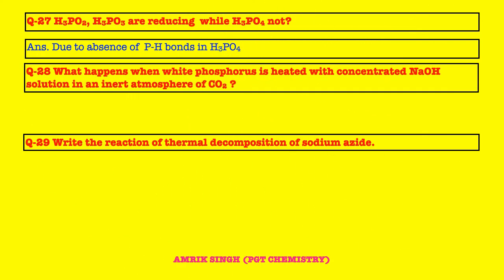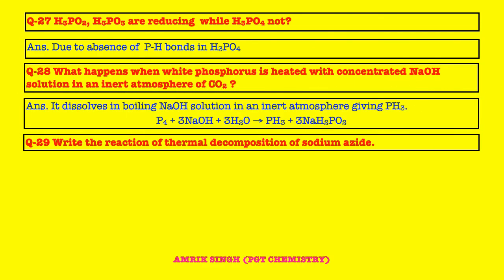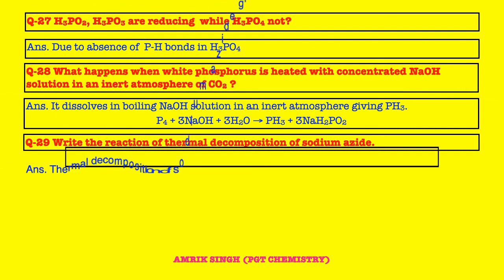Question number 28. What happens when white phosphorus is heated with concentrated NaOH solution in an inert atmosphere of CO2? This allotropy has been removed from the syllabus now. It dissolves in boiling NaOH solution in an inert atmosphere giving PH3: P4 + 3NaOH + 3H2O gives PH3 + 3NaH2PO2. Question number 29. Write the reaction of thermal decomposition of sodium azide.